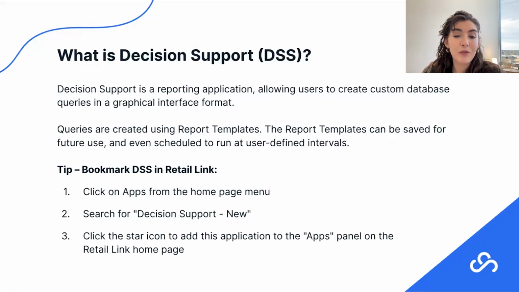So there is a tip: if you do want to use DSS today, you can go ahead and click on apps and then search for decision support, and then you can star that. And that works for any of your Retail Link apps that are within the Retail Link portal. You can save those and star them.